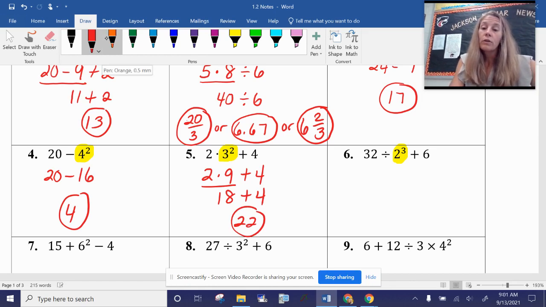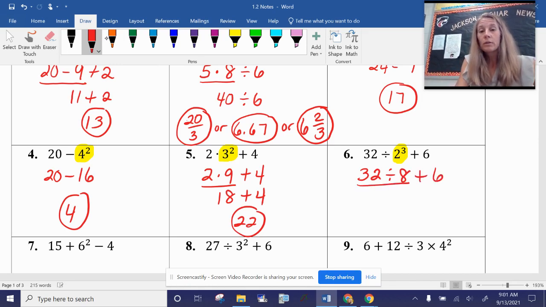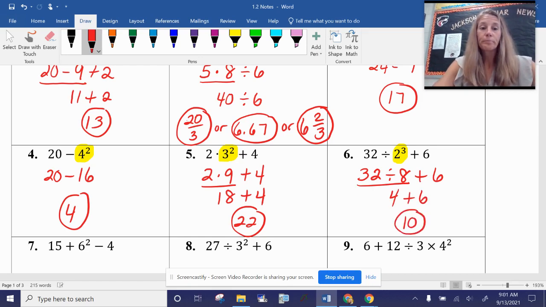Number 6, 2 to the third power is 8. Now I'm going to do my division. 32 divided by 8 is 4. And 4 plus 6, finishing up with my addition, is 10.